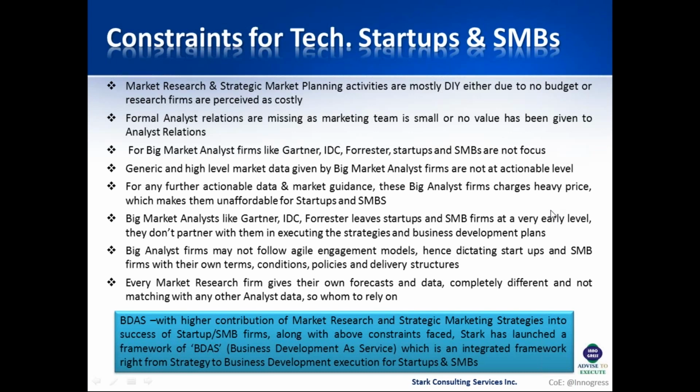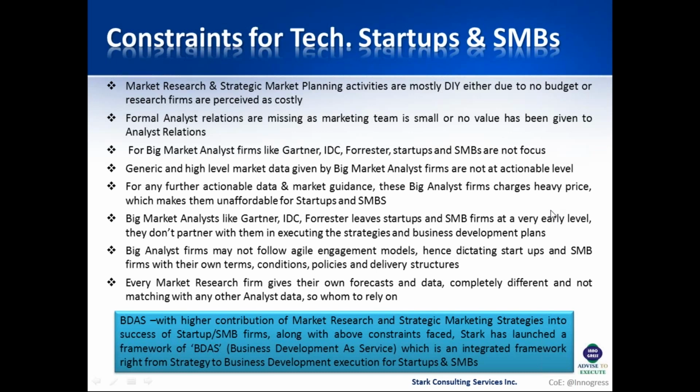Every market research firm gives its own forecast and data, completely different and not matching any other analysis. You pay so much money for downloading reports from Gartner, Forrester, and IDC, and at the end of the day you find they are different. They are saying different figures. So you get confused, your problem is ultimately not solved, and you are in a mode of confusion. We are not like that. We customize, and we don't confuse. Whatever question you have, we actually address it instead of confusing you.